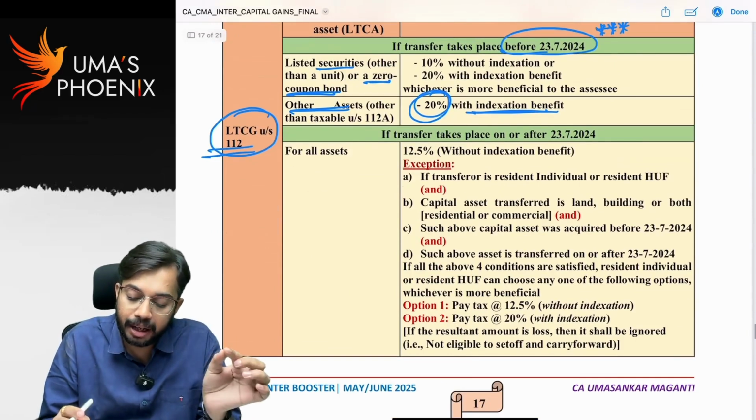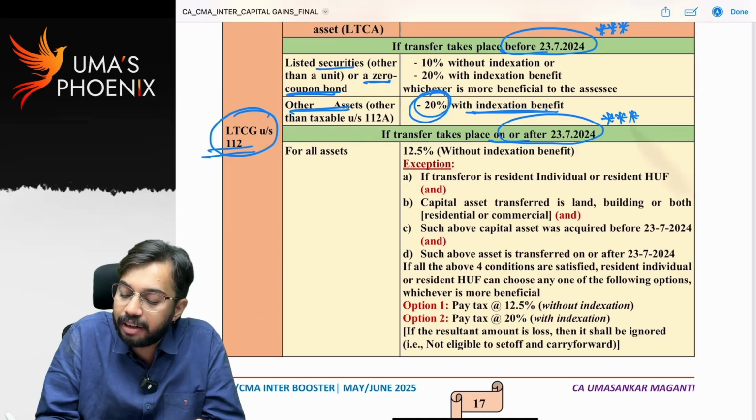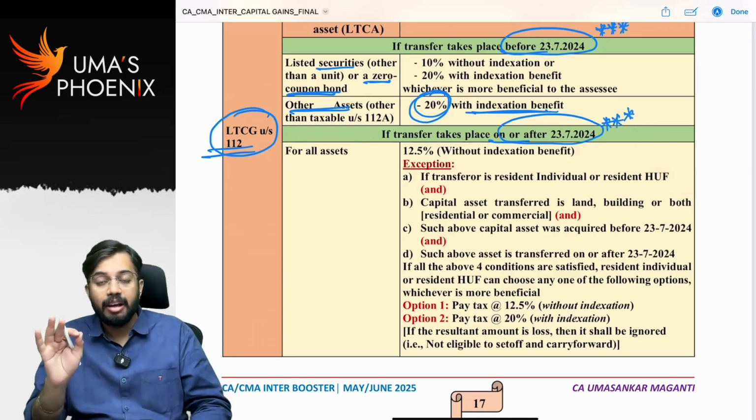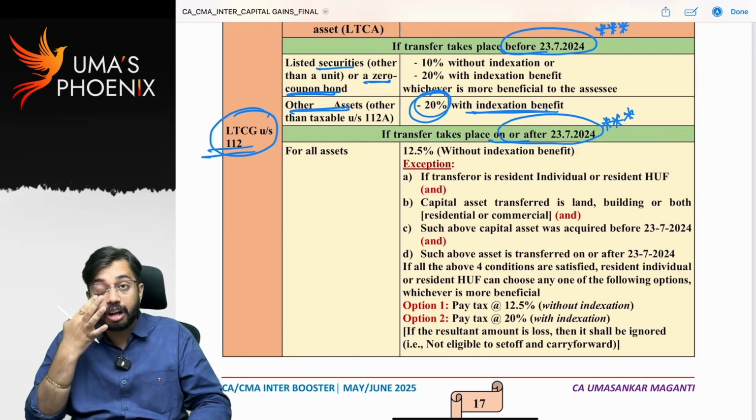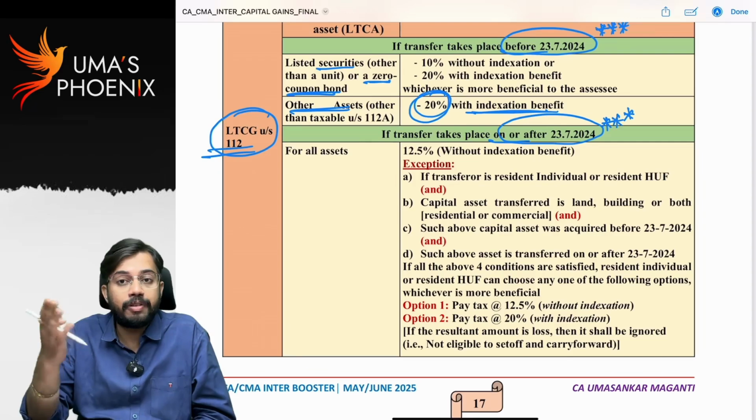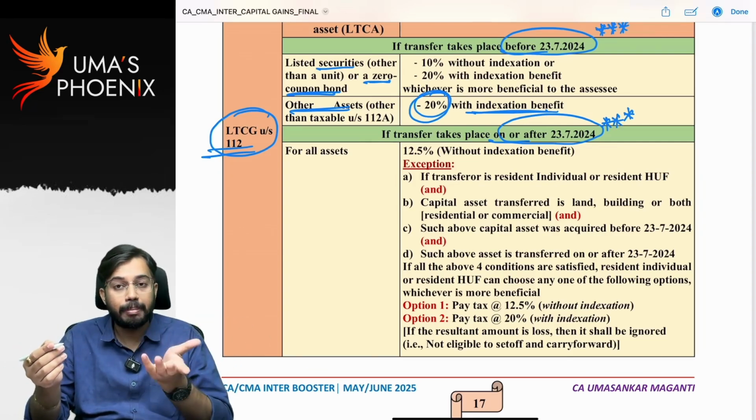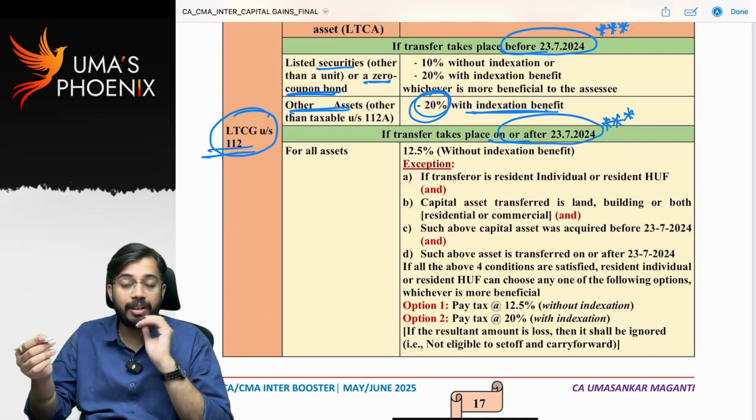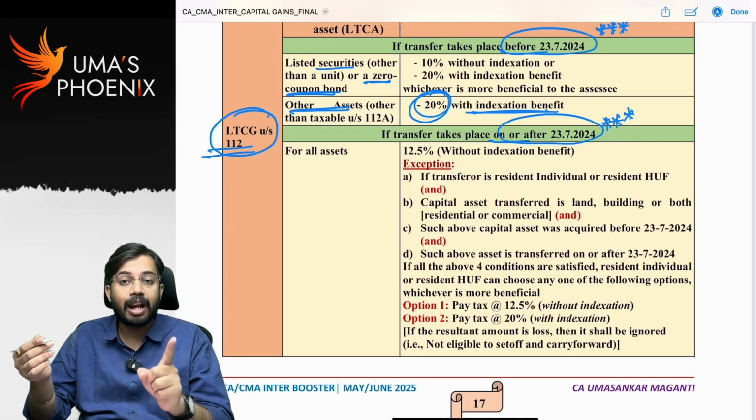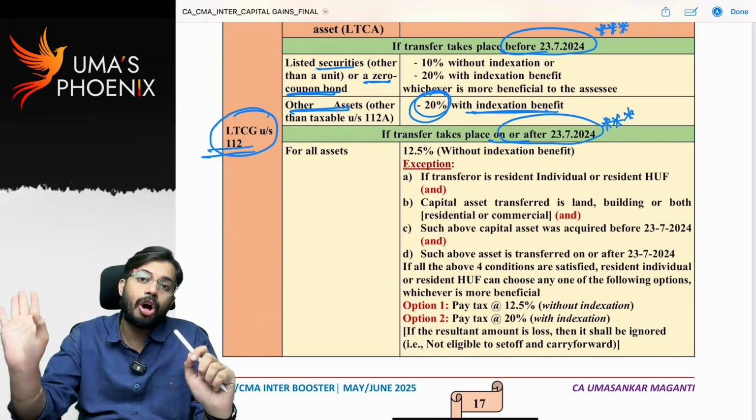But major amendment, on or after 23rd July 2024, indexation benefit was removed. Generally, for long term capital asset, you can claim indexed cost of acquisition. But if date of transfer is after 23rd July 2024, in recent budget, Finance Act number 2 of 2024, Nirmalamma, she waived off indexation for long-term capital assets. Generally, for long-term capital assets, indexation benefit is available. But if date of transfer is on or after 23rd July 2024, indexation benefit is no longer available.